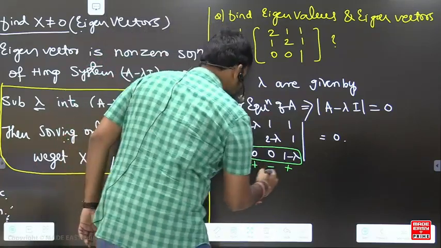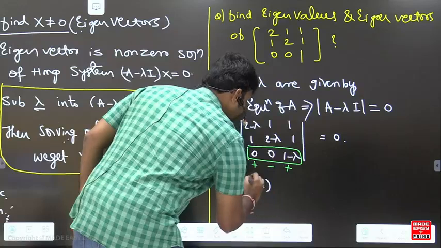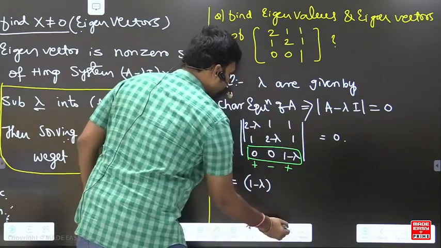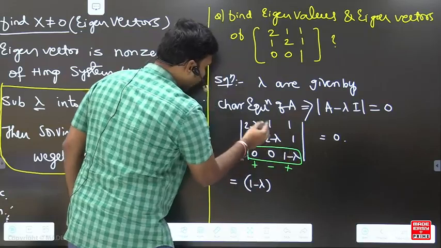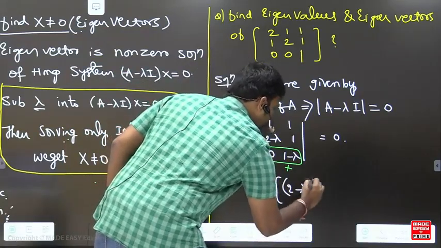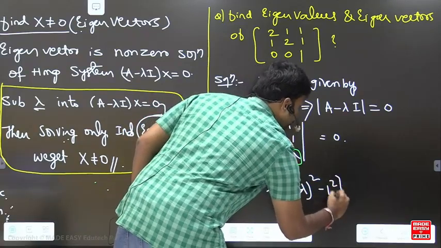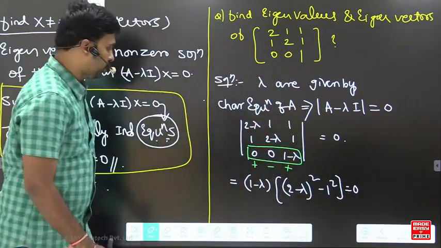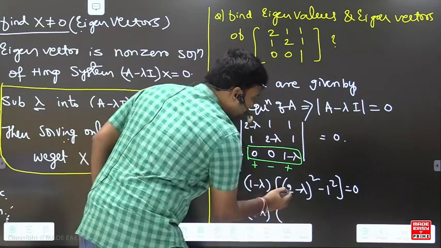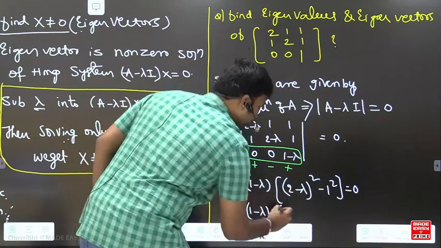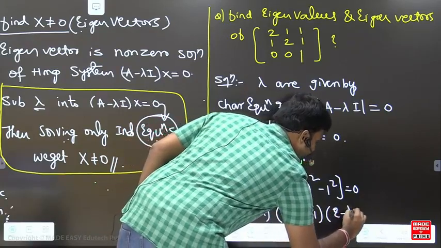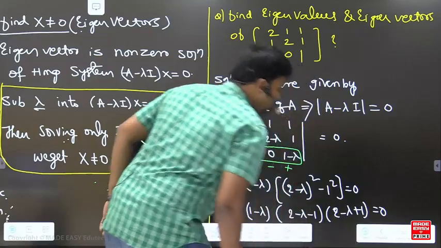And I can take it as 1 minus lambda into this minor, right or not? 1 minus lambda into its minor, that is (2 minus lambda) whole square minus 1 square is equal to 0. So this gives you (1 minus lambda) into... What is this? A square minus B square can be written as (A minus B) into (A plus B) is equal to 0.